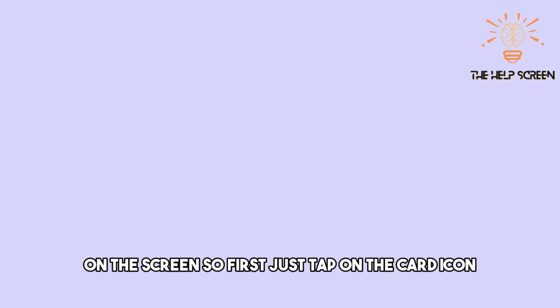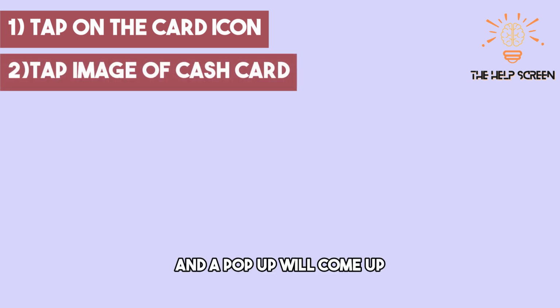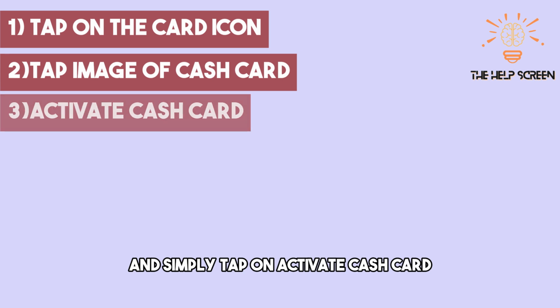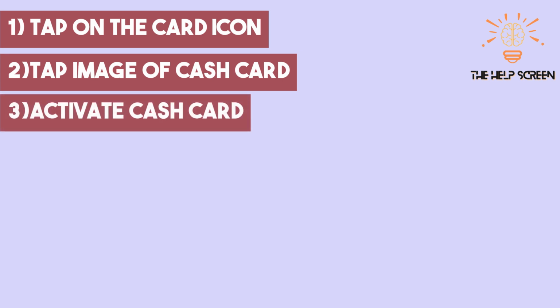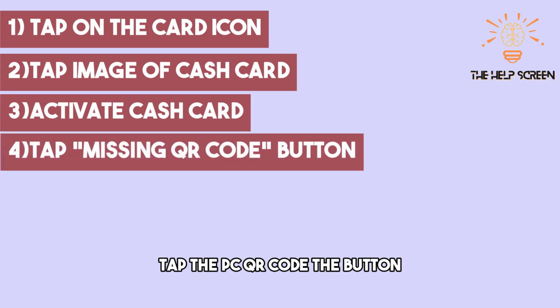So first, just tap on the card icon, and from here guys, tap the image of your cash card, and a pop-up will come up, and simply tap on activate cash card. And then from there, guys, instead of using camera, tap the missing QR code button.